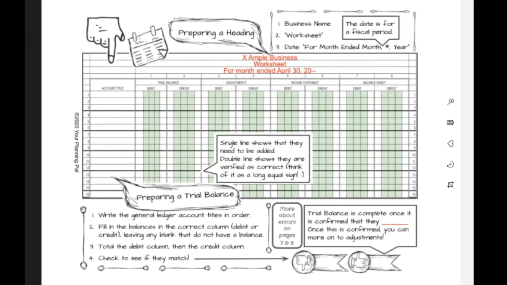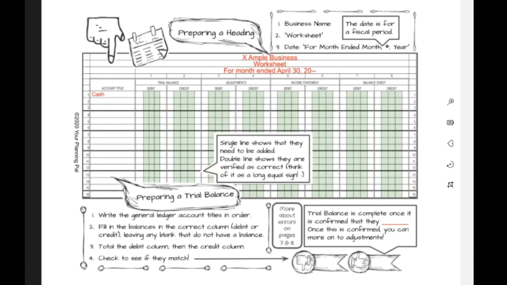Then you prepare the trial balance by writing the general ledger account titles in order. Then you fill the balances in the correct column, debit or credit, leaving any blank that do not have a balance. Then you total the debit column, then the credit column, and then you check to see if they match. So this is what this looks like.